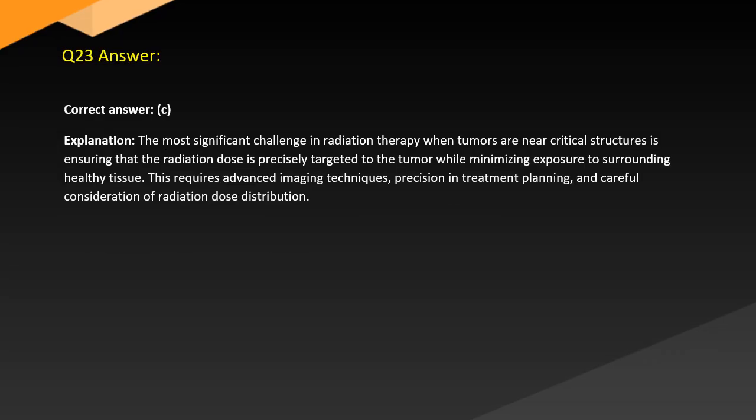Answer. Correct answer, C. Explanation. The most significant challenge in radiation therapy when tumors are near critical structures is ensuring that the radiation dose is precisely targeted to the tumor while minimizing exposure to surrounding healthy tissue. This requires advanced imaging techniques, precision in treatment planning, and careful consideration of radiation dose distribution.